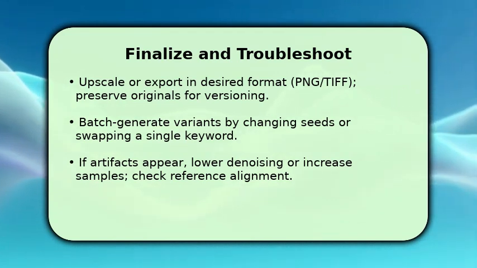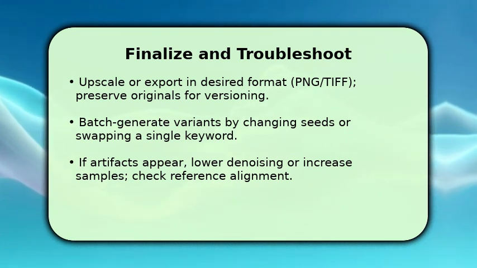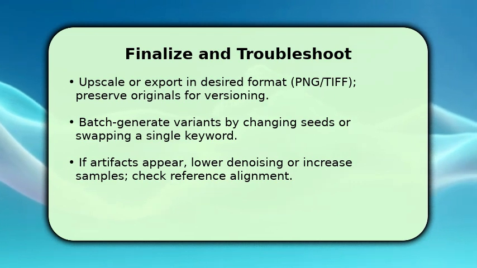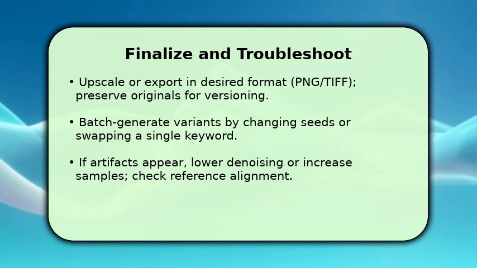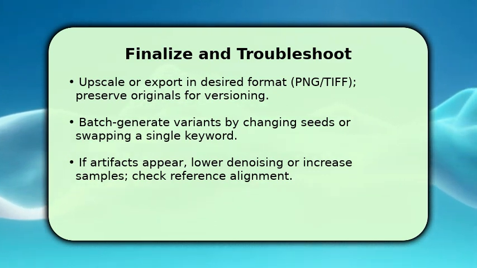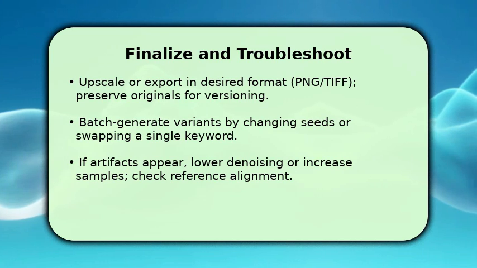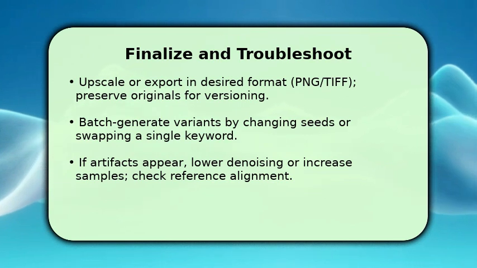Once satisfied, create a small batch of variants by altering the seed or a single descriptor to explore alternatives efficiently. If you encounter artifacts or odd composition, reduce denoising strength and increase sampling steps, or realign your reference images and simplify the prompt. This single troubleshooting tip fixes most problems and lets you converge on a clean, usable result quickly.